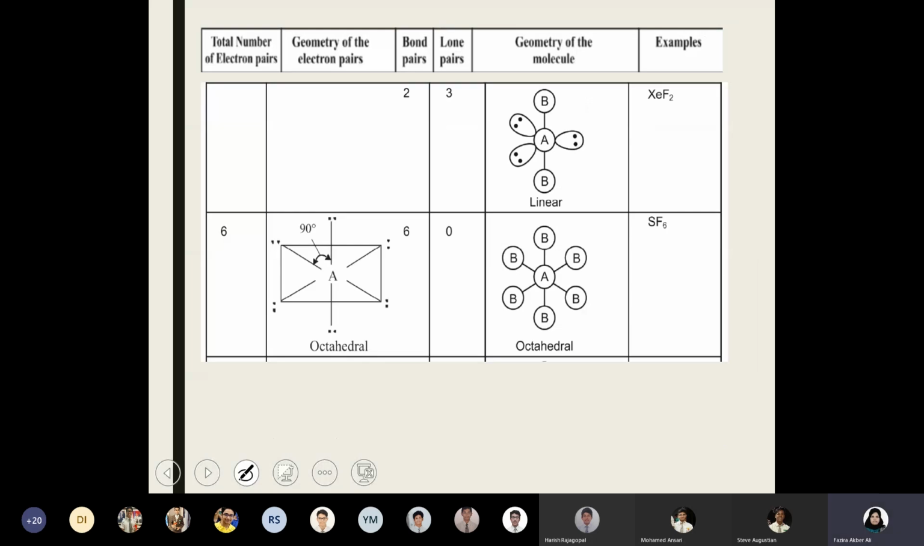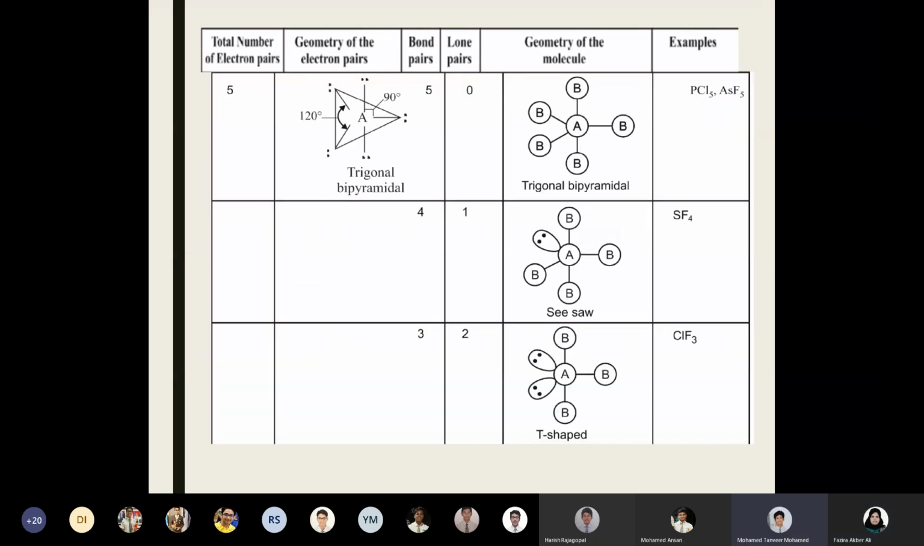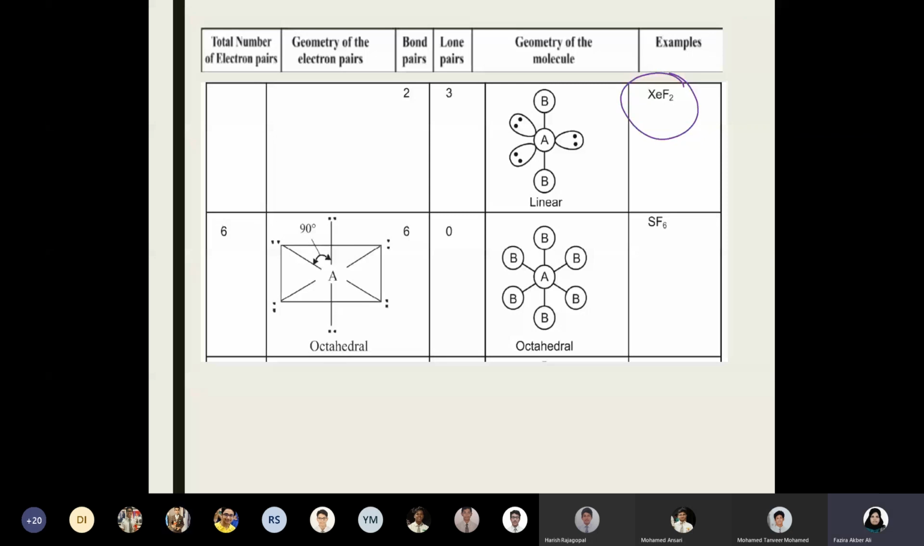Okay, the next example, which was the homework, was XeF2. Yes, Abel, can you explain how you come to the geometry and shape of the XeF2 molecule? Yes, ma'am. Ma'am, in the previous slide, for the T-shaped geometry, what was the example given? Okay, ClF3. Yes, Abel, you can continue.